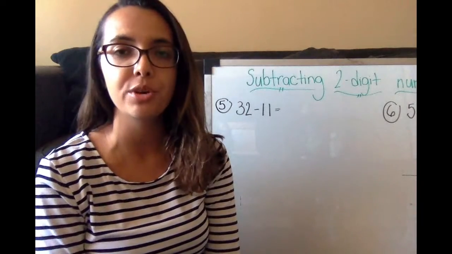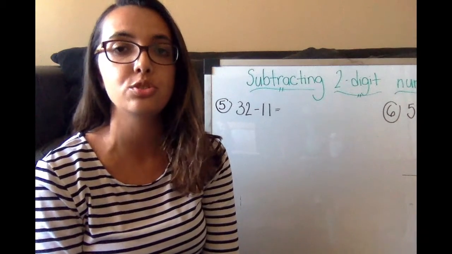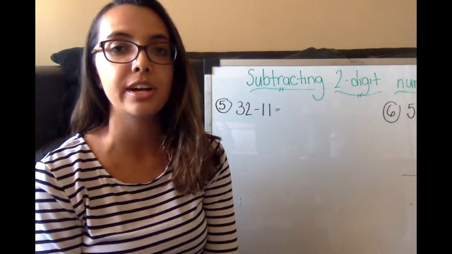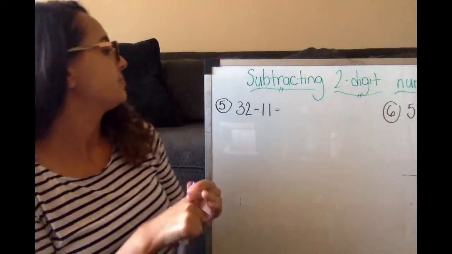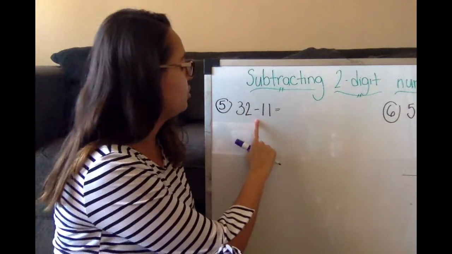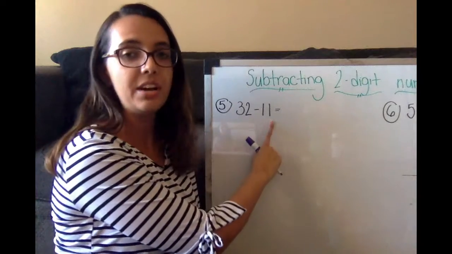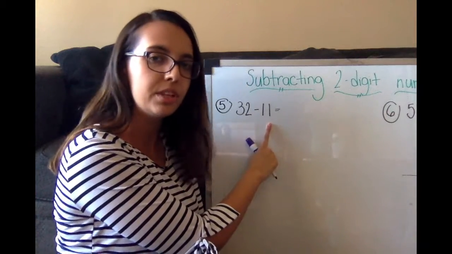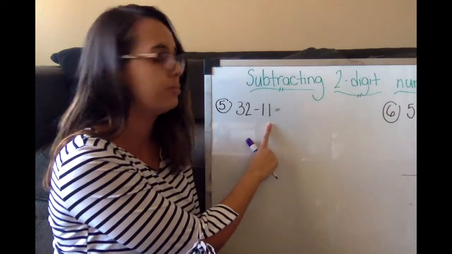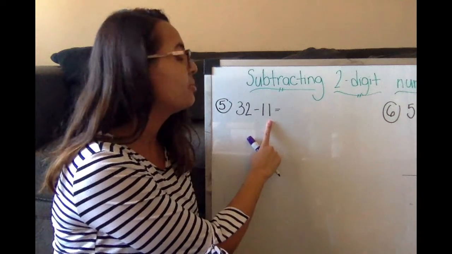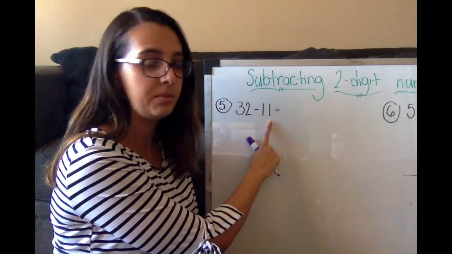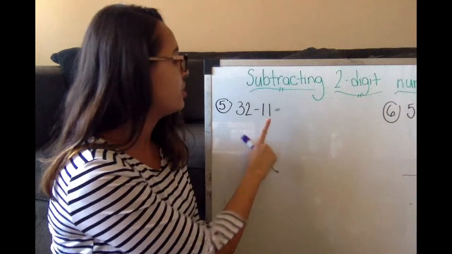Another strategy I'm going to show you on how to subtract two-digit numbers is by drawing a model. So here we have 32 minus 11. Notice how this second number is a little bit different than what we were practicing for the past couple of minutes. This one has a number in the ones place. It's not just a 0. Okay, so we'll practice how to do that by drawing a model.